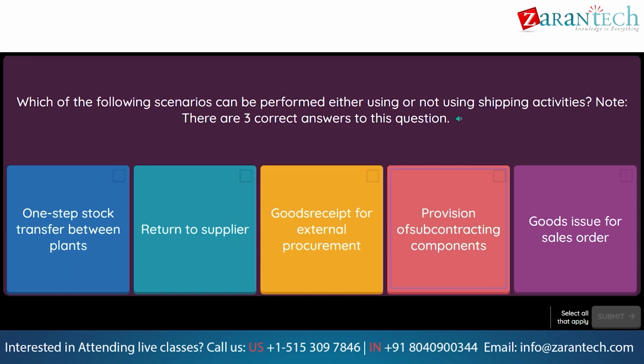Option 4, provision of subcontracting components. Option 5, goods issue for sales order.